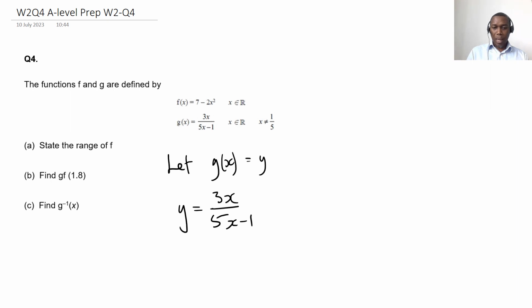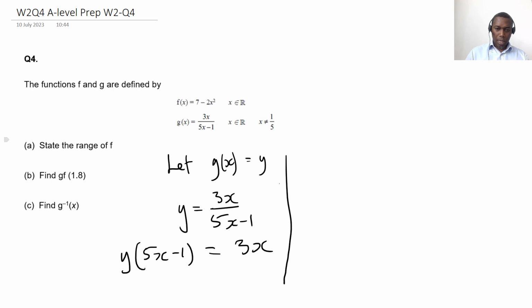So we will multiply both sides by the denominator. So I'll get y(5x - 1) is equal to 3x. Then we would expand. I'm going to go line by line and I'll continue here. We'll expand and we get 5xy - y is equal to 3x. Then we will change signs so that all the terms with x are on the left.